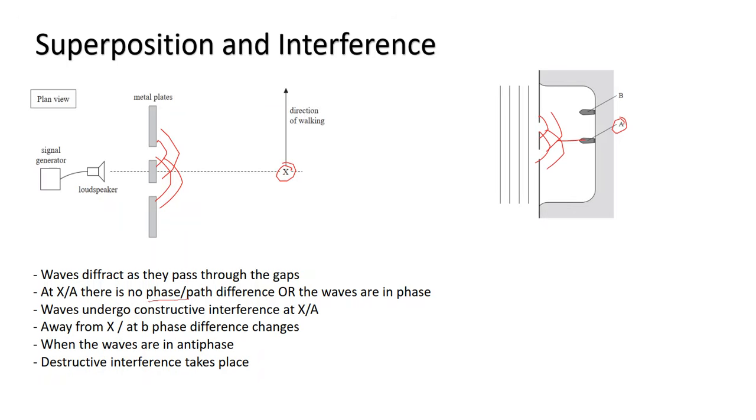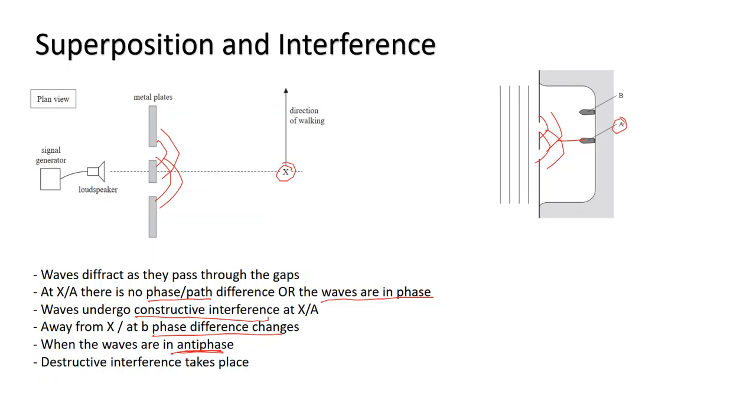There is no path difference, or the waves are in phase. And when two waves are in phase, they undergo constructive interference at both X and A. And when you move away from X, the phase difference changes. And at a position where the waves are in antiphase, the waves undergo destructive interference.